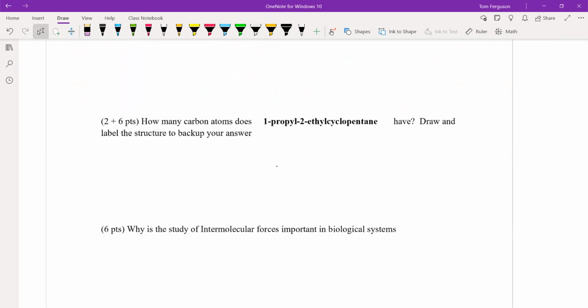How many carbon atoms does 1-propyl-2-ethyl cyclopentane have? First thing is just draw the thing. So we have a 5-carbon ring. Okay, so that's 5 carbons. Then we have a propyl group. So that's 3 carbons. And an ethyl group, 2 carbons. So 10 altogether.